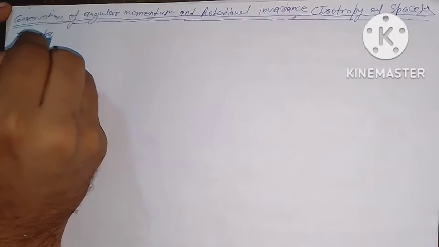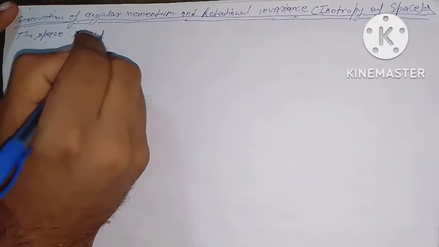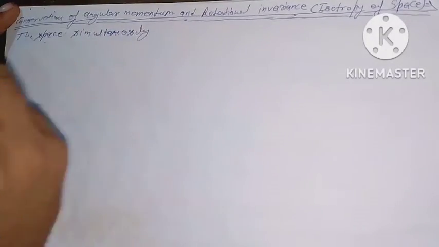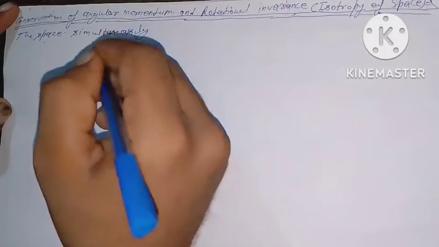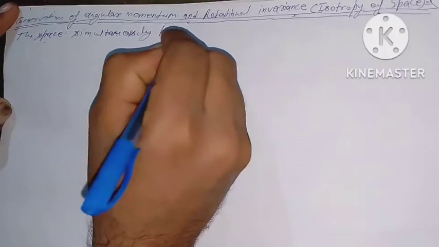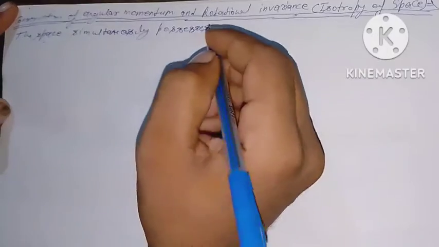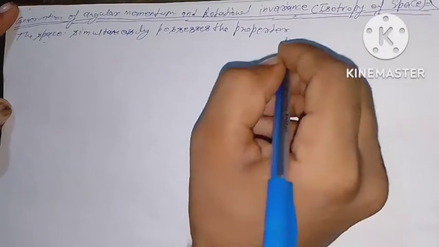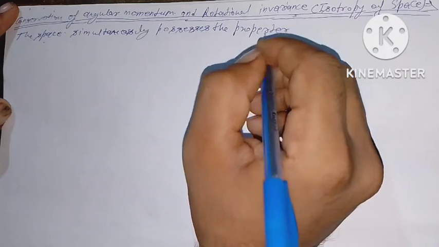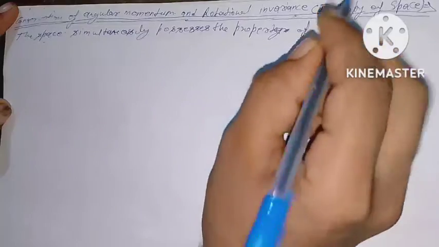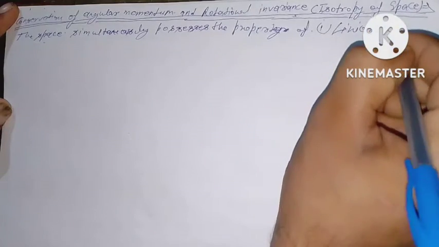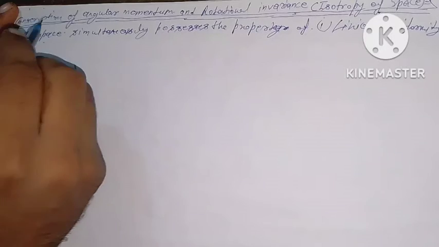The space simultaneously possesses the property of first, linear uniformity, and second, rotational invariance.